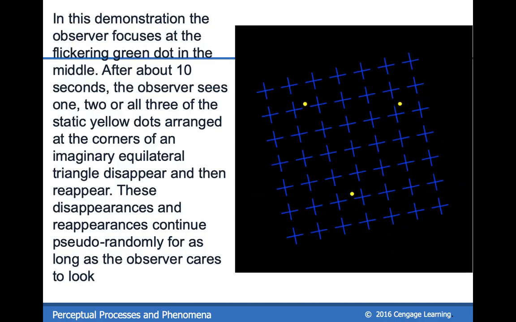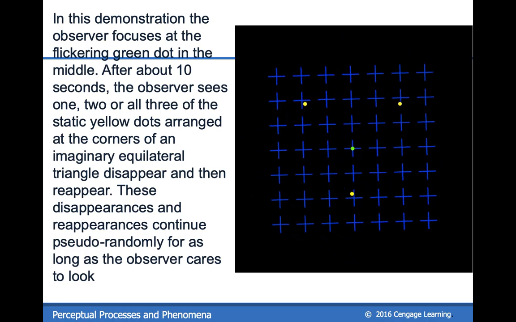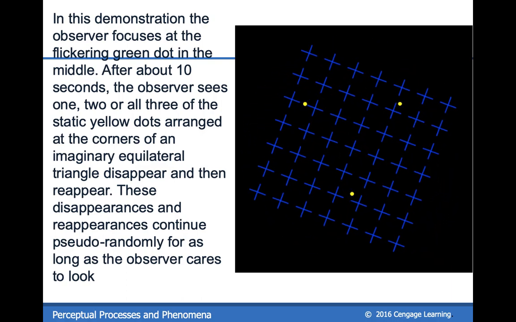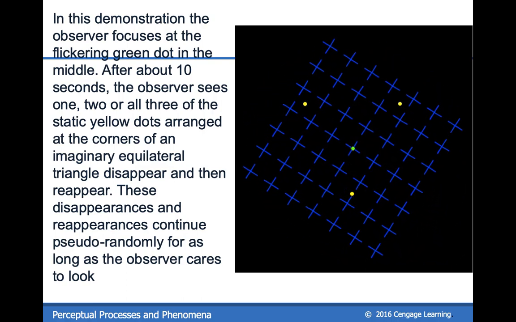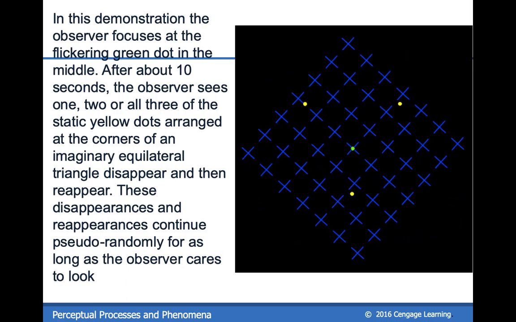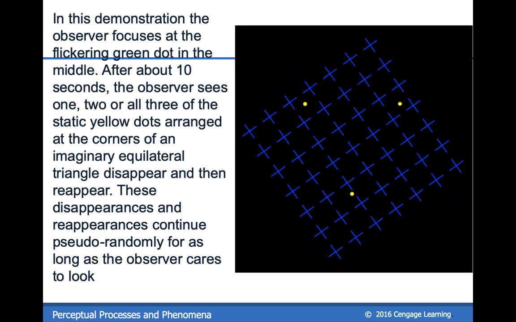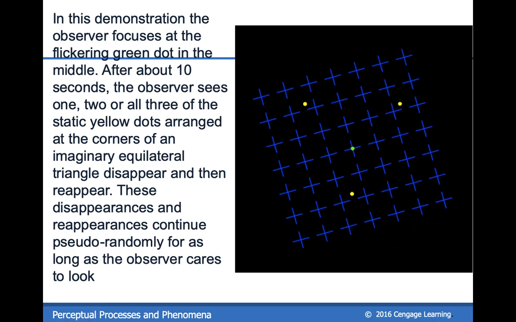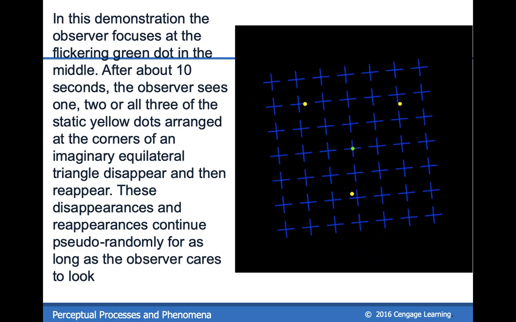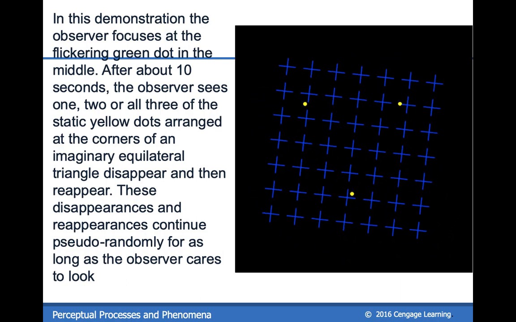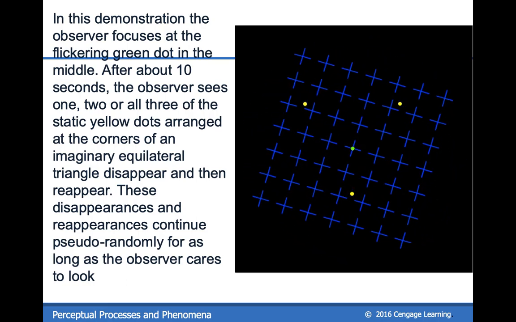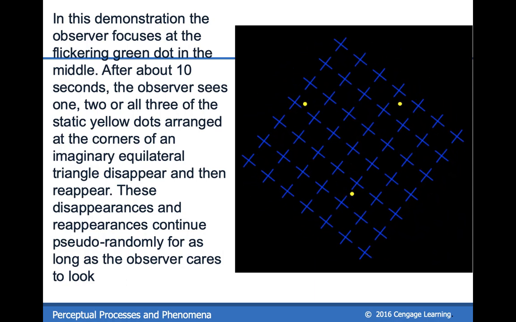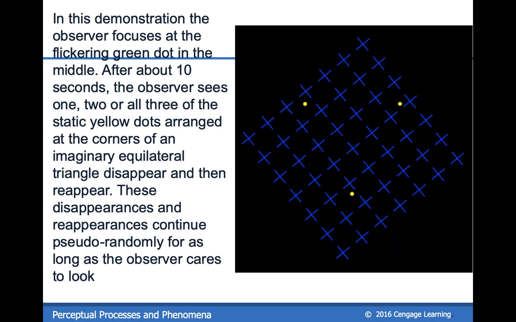All right, so this is a flicker illusion. So what you're going to do is focus on the flickering green dot in the middle. After about 10 seconds, you're going to see one, two, or all three of the static yellow dots that are arranged in the corner disappear and then reappear. They happen pretty randomly as long as you care to look. So look at the flashing green dot, and then eventually the yellow ones will begin to flicker in and out. The yellow dots for me go away completely until I move my eyes.